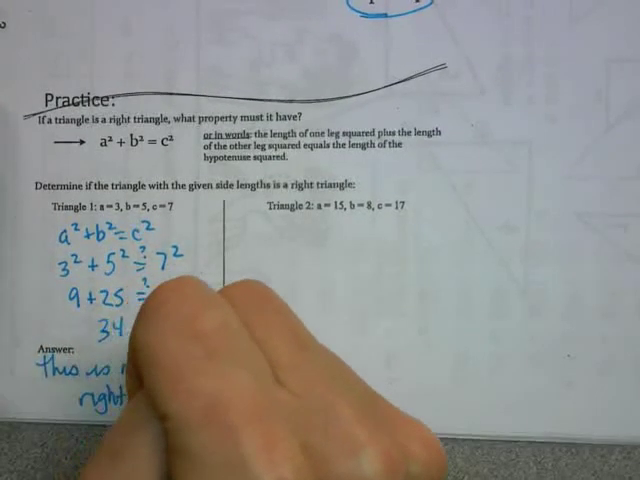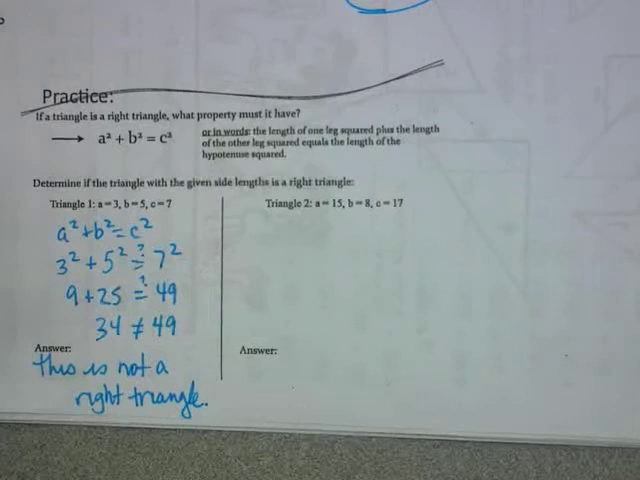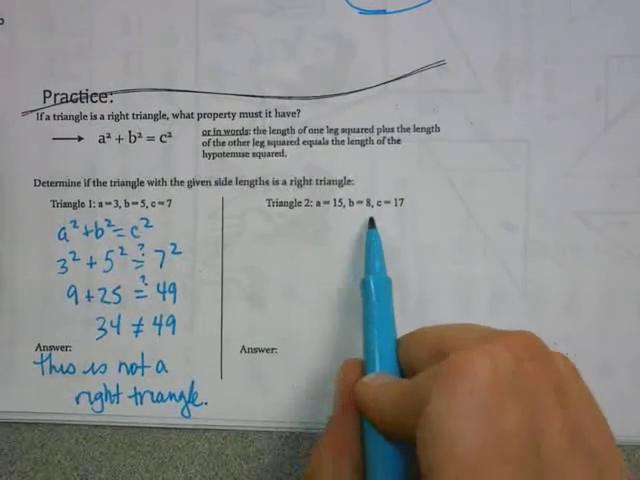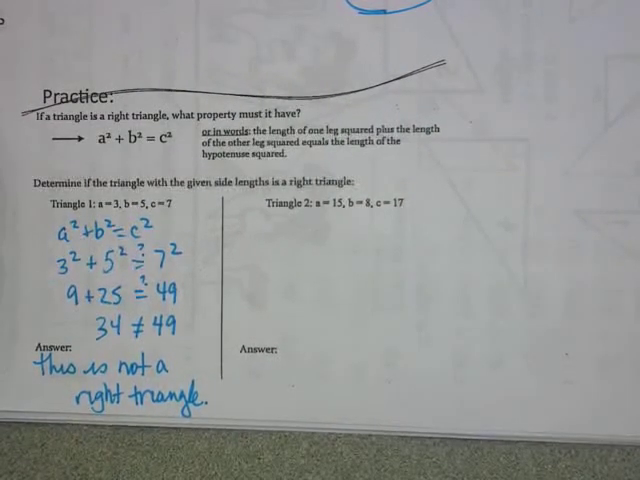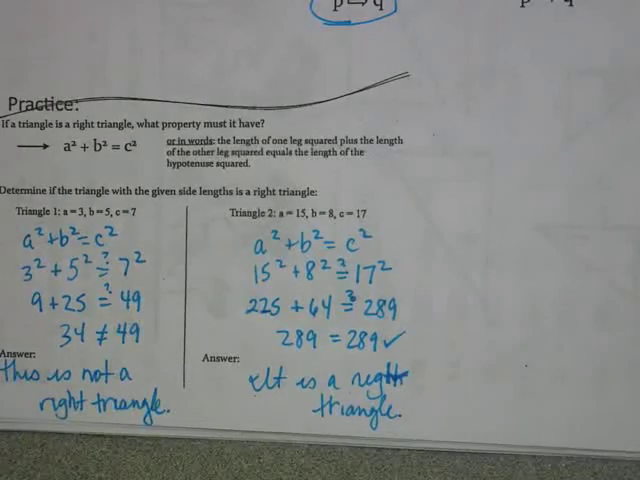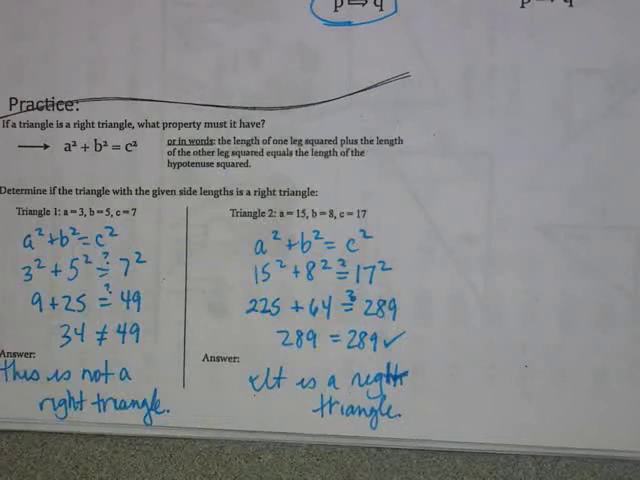Okay, go ahead and pause the video and check and see if triangle 2 is a right triangle. Okay, it worked out. 289 equals 289, so you know that this is a right triangle. You could even make a sketch of it. One side is 15, maybe inches, centimeters, millimeters. One side is 8, and the hypotenuse would be 17, and you'd have a right angle across from that 17.